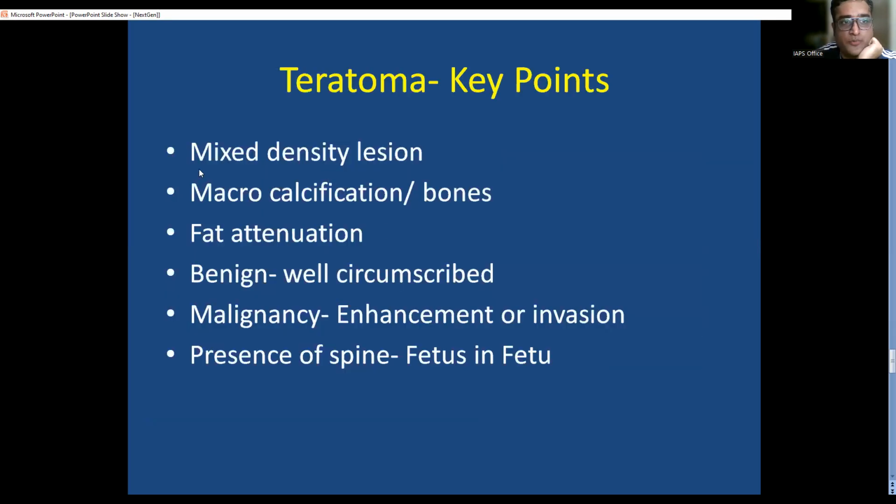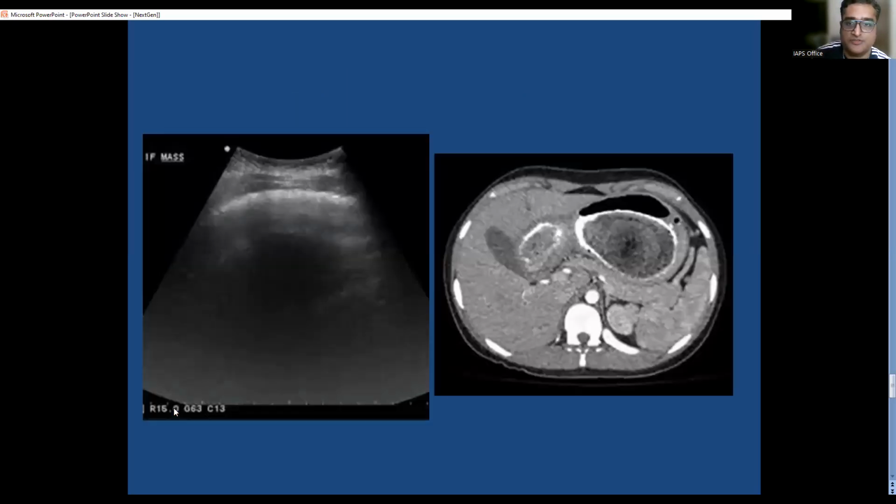So teratoma key points: mixed density lesion, macrocalcification, bones, fat attenuation, benign, well circumscribed lesion. In malignancy, there may be enhancement or invasion, and presence of spine is characteristic of fetus in situ.